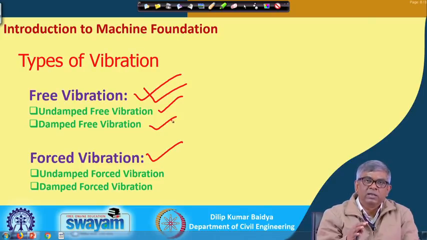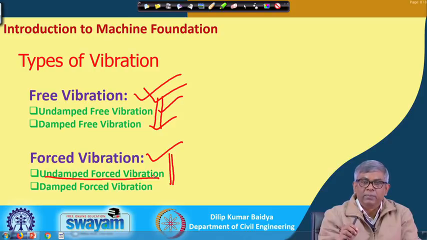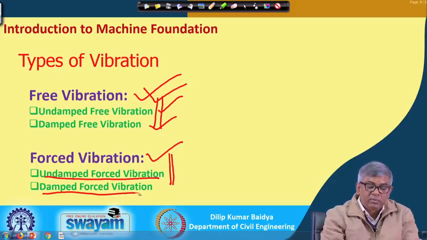So we can consider analysis without considering the damping, then it is called undamped free vibration, and when you consider the damping, then it is called damped free vibration. So there are two different ways this free vibration can be analyzed. Similarly, when we consider the force, without damping it is undamped forced vibration, and when damping is considered in the analysis, that is called damped forced vibration.